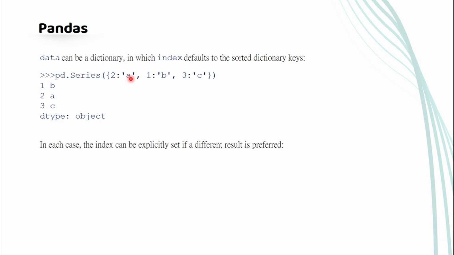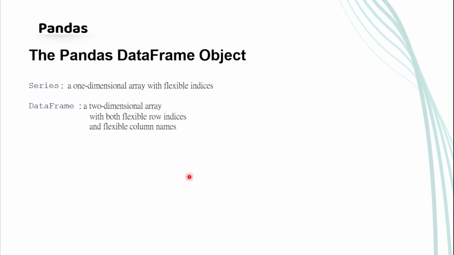In each case, the index can be explicitly set if a different result is desired. So here we can control this, but for the series we just select index 3 and 2. So we just select index 3, this element, and this element. We just select these two elements from this dictionary.